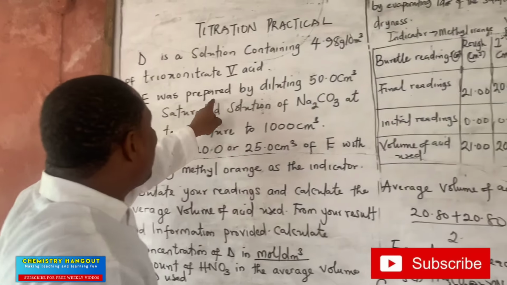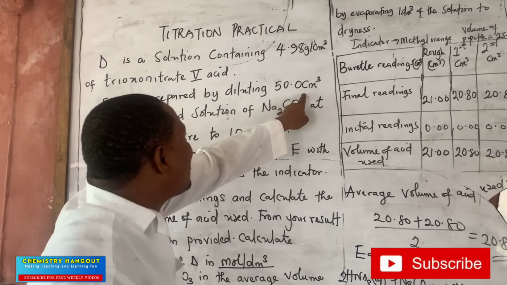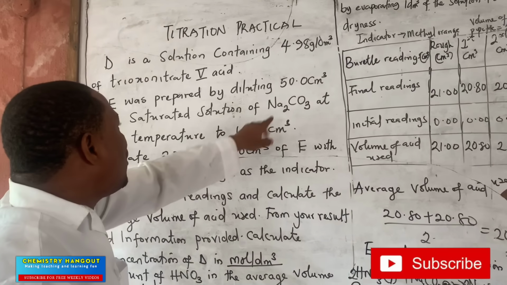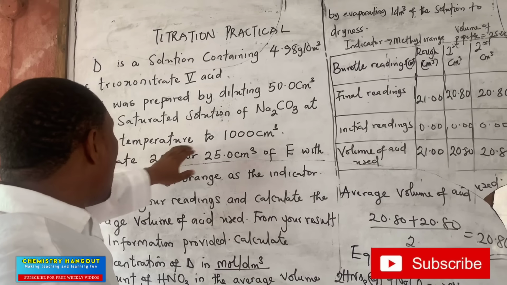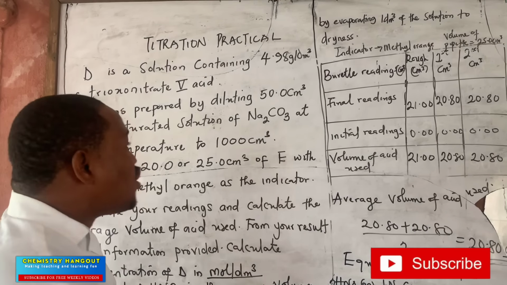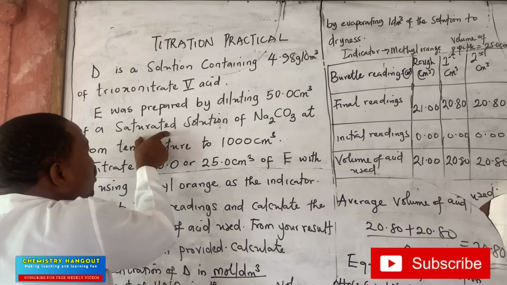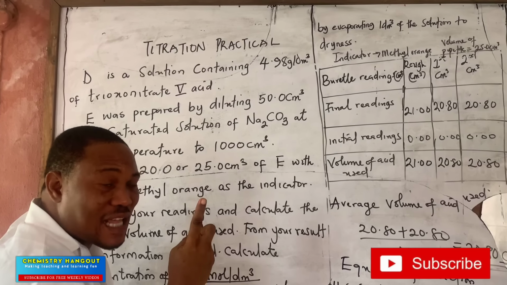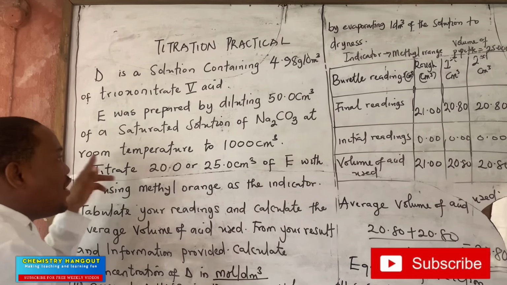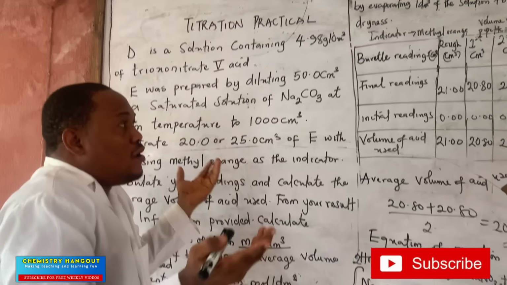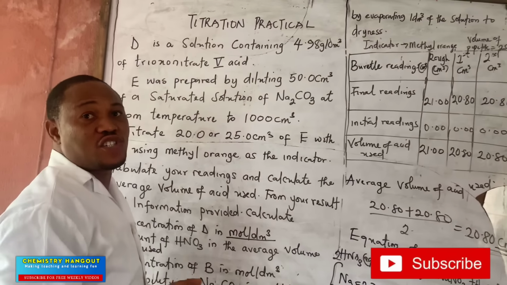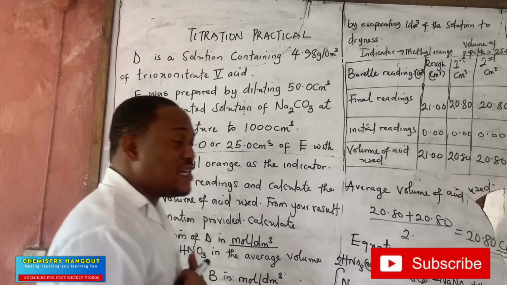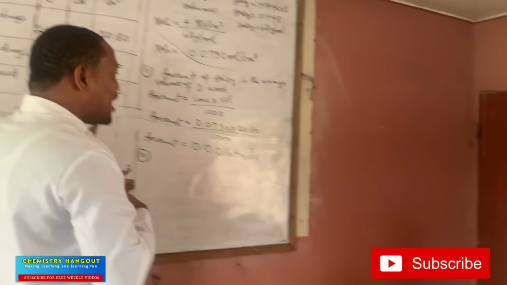They said E was prepared by diluting 50.0 centimeter cube of a saturated solution of this at room temperature to this. Do you see? So they have prepared a saturated solution of this one. It was 50.0 centimeter cube. They now added water to make it up to 1 centimeter cube. By so doing, they didn't even tell us the concentration of the one they have prepared. So we need to look for it ourselves. So we use our titration formula.